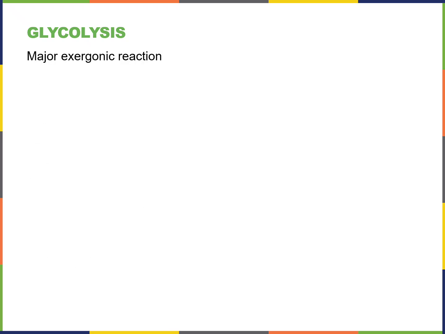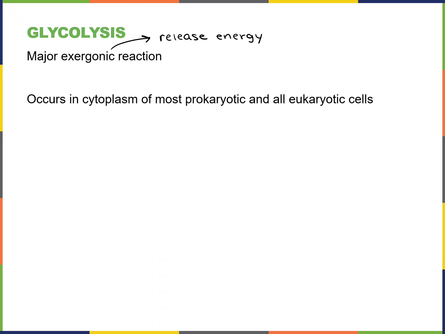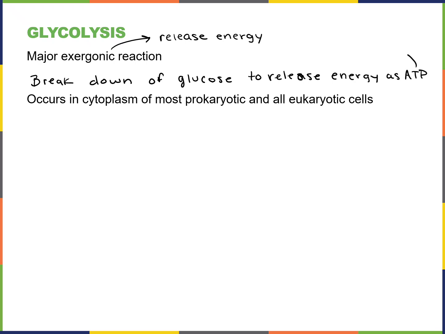Glycolysis is a major exergonic reaction. Exergonic means that it will release energy. That energy is formed by the breakdown of glucose, to release that energy as ATP. And remember, ATP is our body's energy currency.